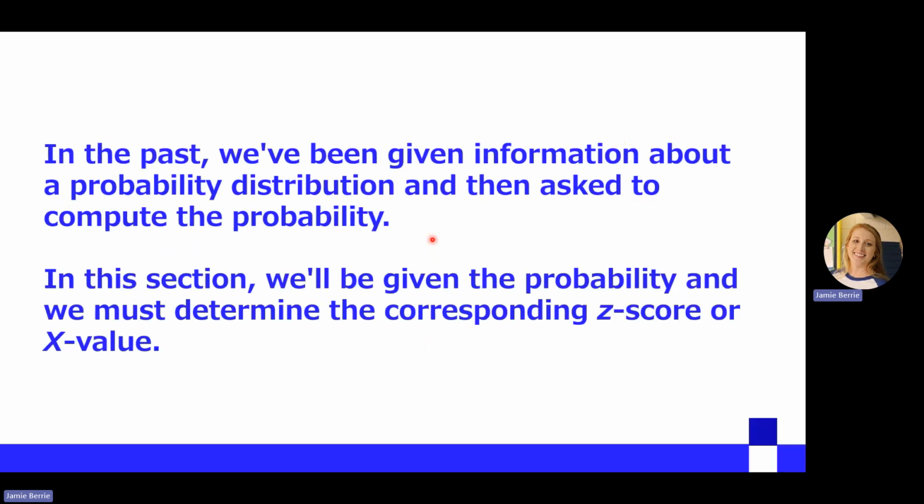In the past, we've been given information about a probability distribution, and then we were asked to calculate probabilities. But in this section, it'll be the opposite. We'll be given the probability, and then we have to determine that corresponding z-score or X value. Same thing, just different ways to refer to that value. You could call it a z-score or an X value.